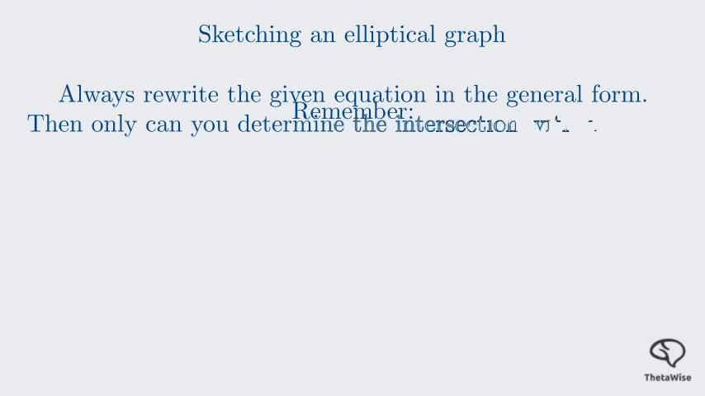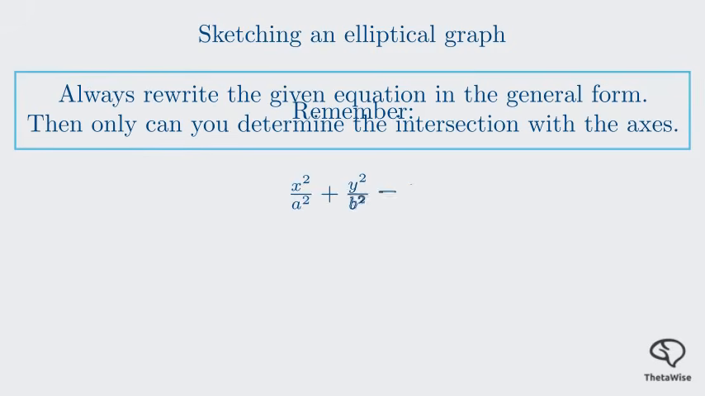Now that we understand the form and intercepts, let's learn how to apply this to sketch an elliptical graph. We'll follow a simple two-step process. First, we'll examine the general process. Here's a crucial tip to remember when sketching ellipses. Always rewrite the given equation into the general form, which is x squared over a squared plus y squared over b squared equals 1. This step is essential because only after converting to this standard form can you accurately identify a and b to find your intercepts and sketch the graph correctly. Without this, you cannot determine where the ellipse crosses the axes.